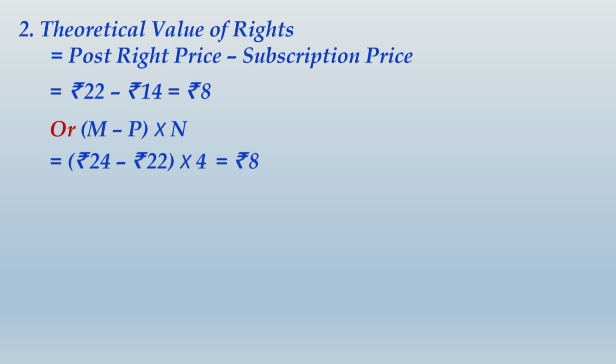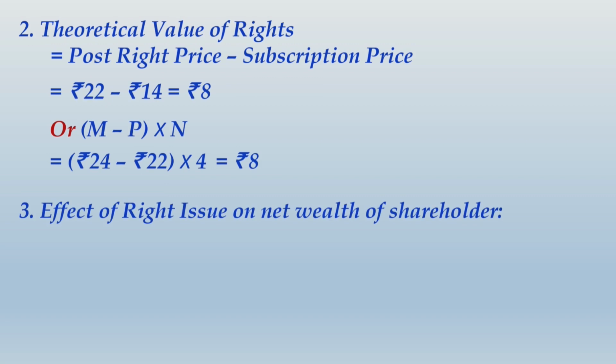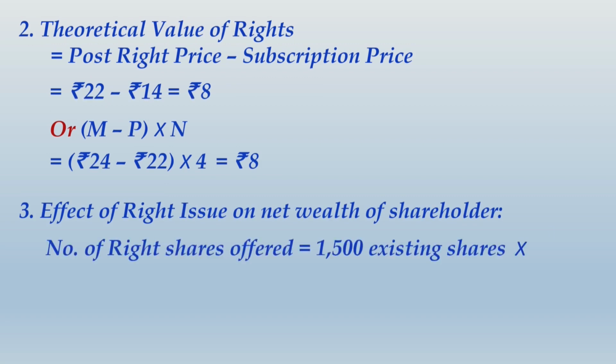Now friends, the third part of the question is asking about one of the investors, a shareholder, who is holding 1500 shares. First of all, for every 4 shares held, the shareholder is offered one right share. So for 1500 shares, how many right shares will be offered? Let us first work out that. So, the effect of the right issue on the net wealth of the shareholder. The number of right shares offered will be 1500 existing shares into 1 by 4, and that will be 375 shares. So friends, do one thing, write up this much and then we shall move ahead.